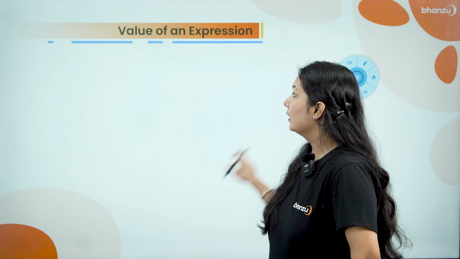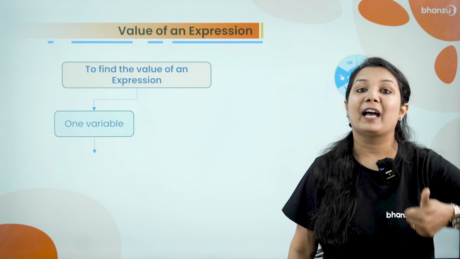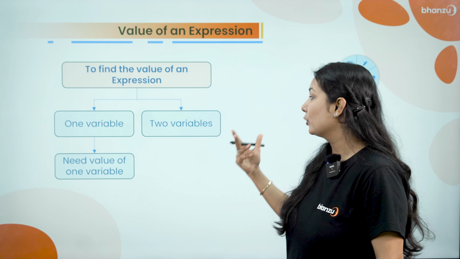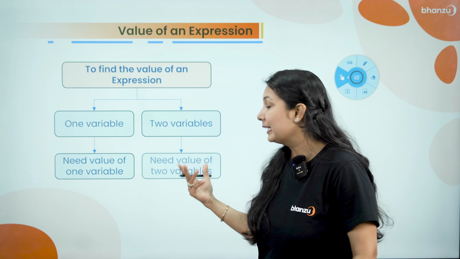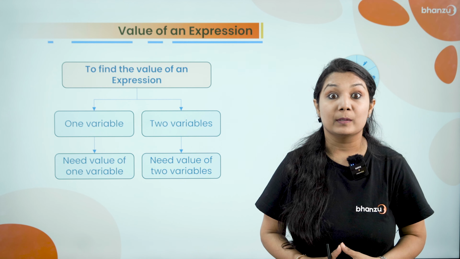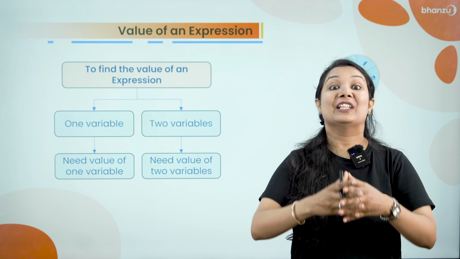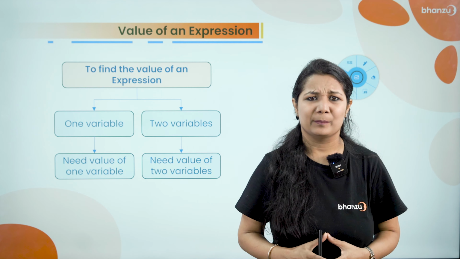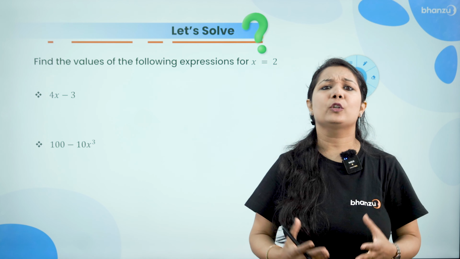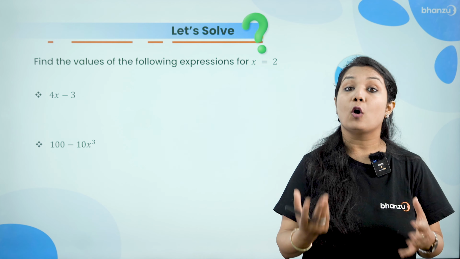Moving ahead, to find the value of an expression with one variable, we should know the value of that one variable. And to find the value of an expression with two variables, you should know the value of both variables, like the example I gave you for a and b. In that expression we had two variables, so unless you know the value of both of them, you won't be able to find the value of the expression. Now it's time for us to solve questions and get to know how we get the value of an expression when the value of the variable is already given to you.